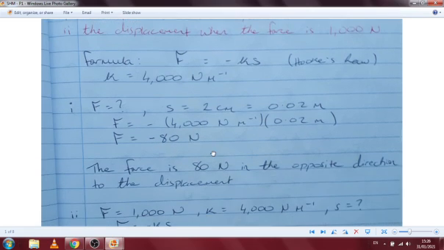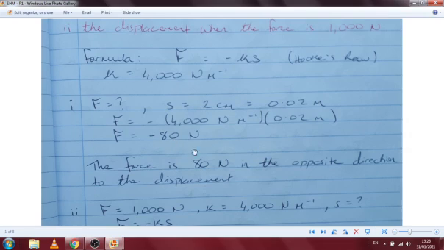Then the minus, to put that in context, the force is 80 newtons, that's the magnitude, in the opposite direction to the displacement, which is just what we looked at. So that's the significance of that minus. 80 newtons is your magnitude, and that's the important thing. You can disregard the minus at times, depending on what suits you, but it doesn't matter that much, it just gives you extra information. The second part is then the displacement when the force is 1,000 newtons.